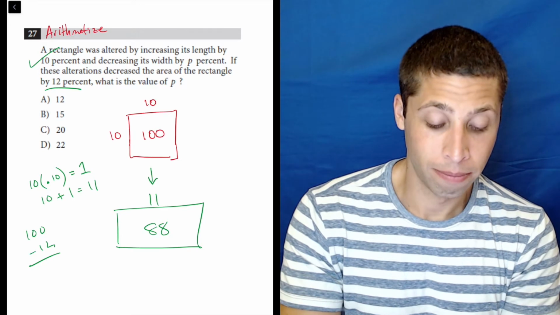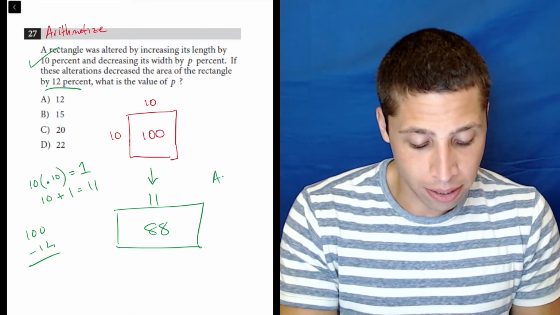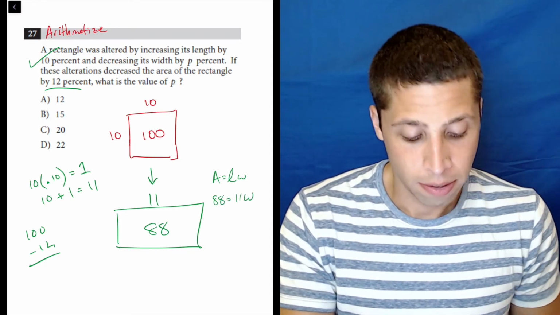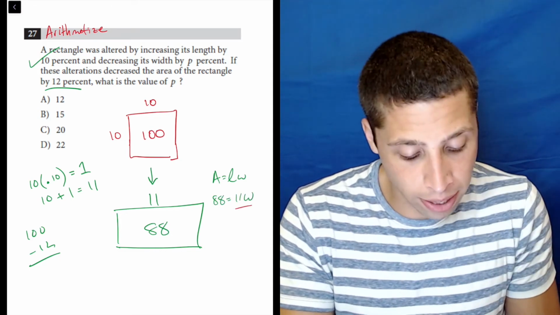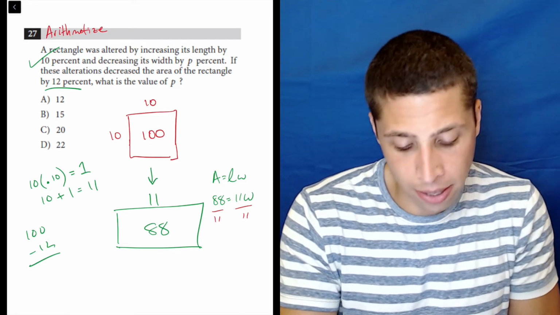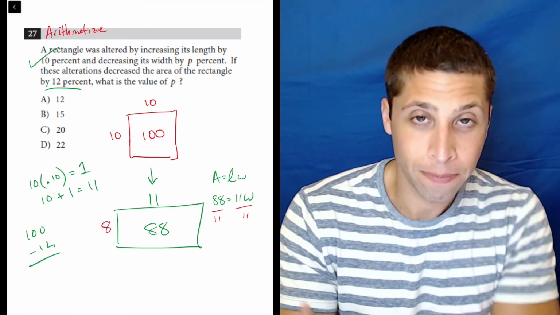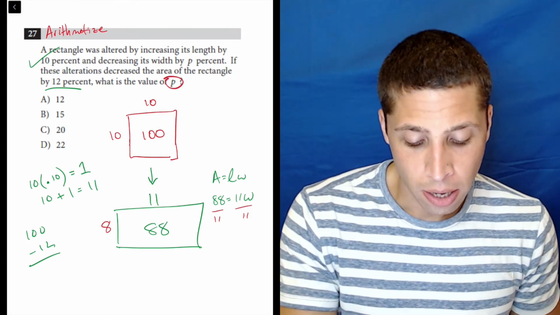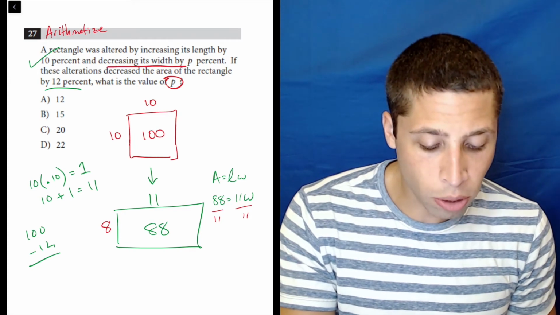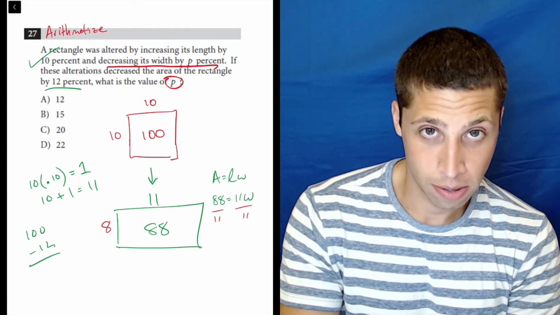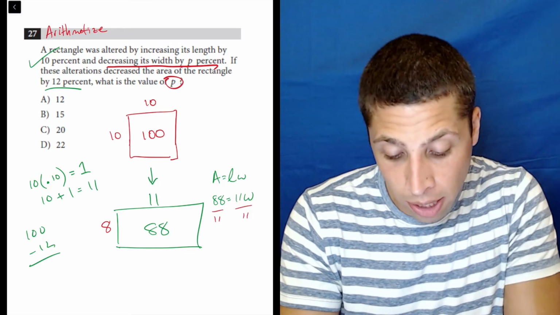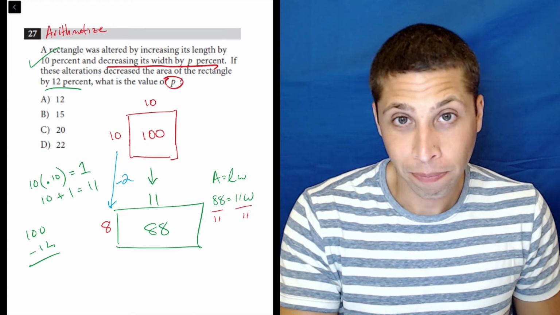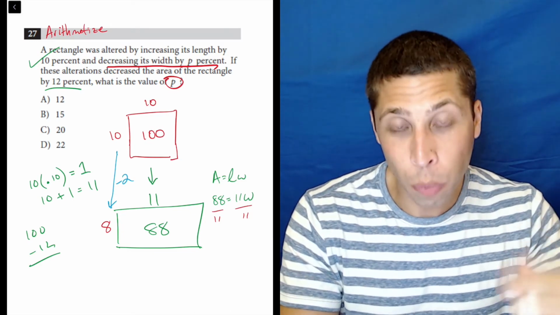That's my new area. And we know that the area of a rectangle is length times width. So if the area is 88 and the length is 11, we can solve for the width just by simply dividing by 11, and we can see that the width is going to be 8. So now we go back to the original question here. We wanted the value of p. The width was decreased by p%. So it was decreased from 10 to 8. That's a decrease of 2. Okay? So 2 is what percent of 10?